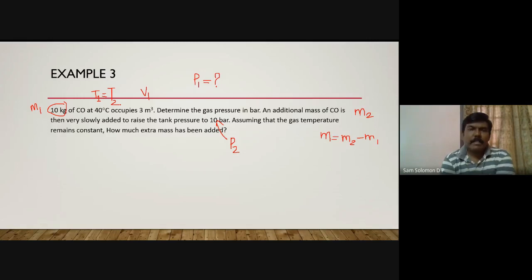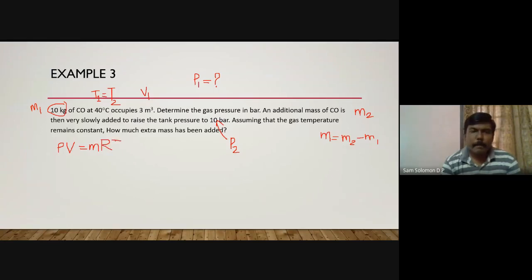The first one is very simple. Everyone will be able to solve it, I believe. You simply use PV equals MRT. Here it is capital V. Don't forget that P capital V equals MRT, P small v equals RT. That should always be in your memory. P capital V equals MRT.